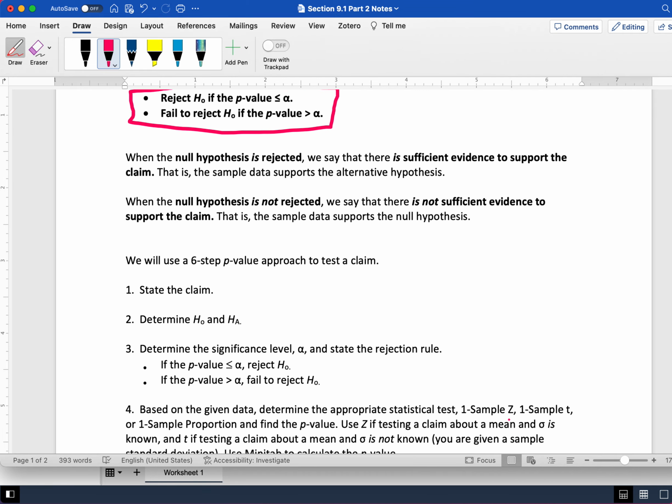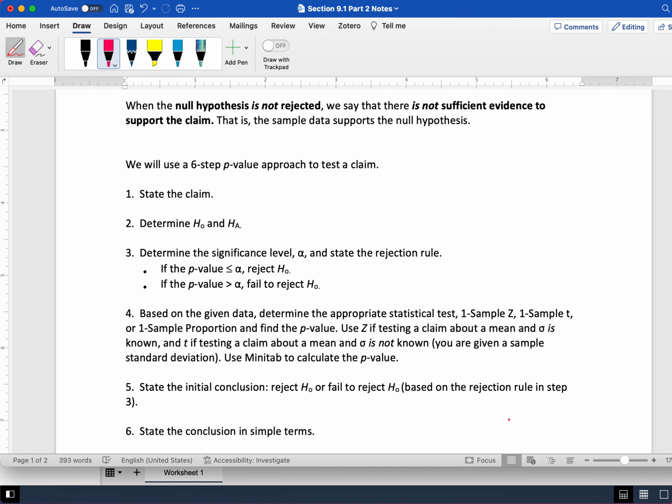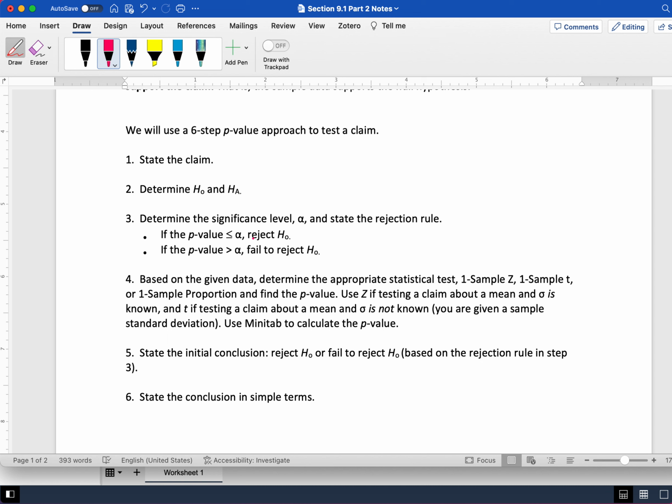So here is a summary of our approach. We start with stating the claim, identifying that in our problem, and then we determine the null and alternative hypotheses. Then we find the alpha in the problem, and this is our rejection rule. Then we determine the statistical test that we're going to use, and these are going to be the same three menus that we saw with confidence intervals, and find the p-value.